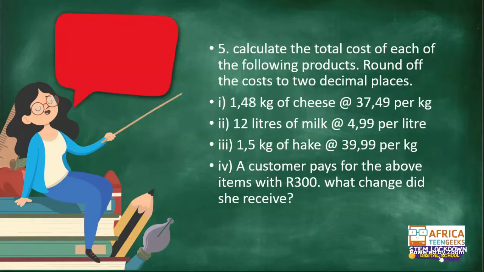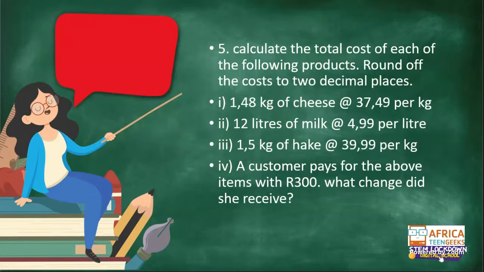Now we are going to 12 liters of milk at 4.99 rands per liter. So remember 1 liter costs 4.99 rands. Now we need to know how much does 12 liters of milk cost. Sir, yes, 59.88. And how did you find that? I times 12 by 4.99. Yes, exactly. That's the correct answer.